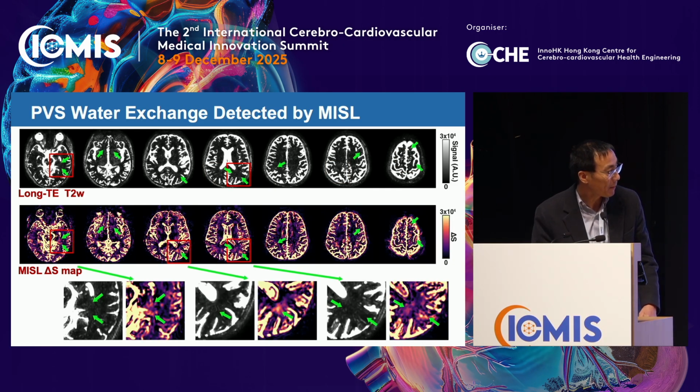More interestingly, if you look at regions that don't show PVS in the long T2 weighted image, we are still able to see them in the MISSILE images. That means this MISSILE method can be used to enhance detection of the PVS, as demonstrated in these zoomed in images. You can see here we cannot see any PVS signal, but here we see strong signal in the MISSILE images, as shown here too. Almost every slice demonstrates that there is no signal in the long T2 weighted image, but you can see it in the MISSILE maps.